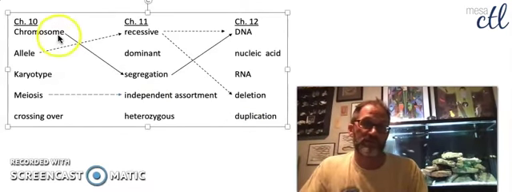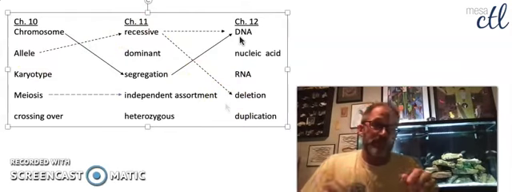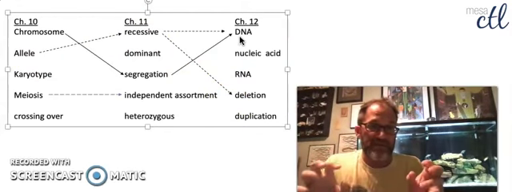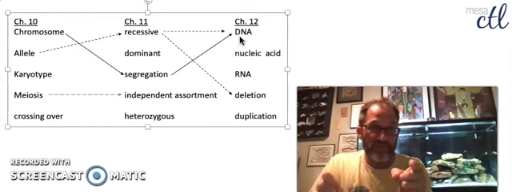So once they've completely depleted chromosome, they go to allele. Allele, recessive, DNA. All right, they've got that one. Allele, recessive, deletion. Okay, they've got that one. They just keep going. If at any point they can't make a connection, they're missing something, and they need to find out what that missing link is.